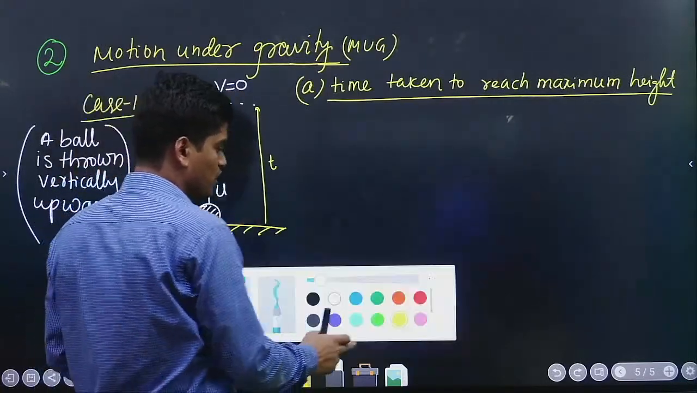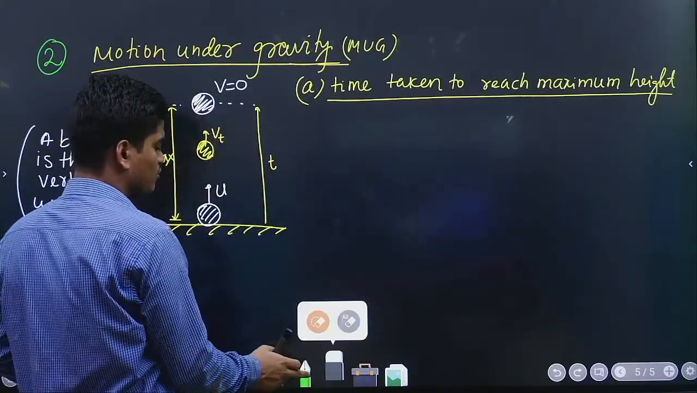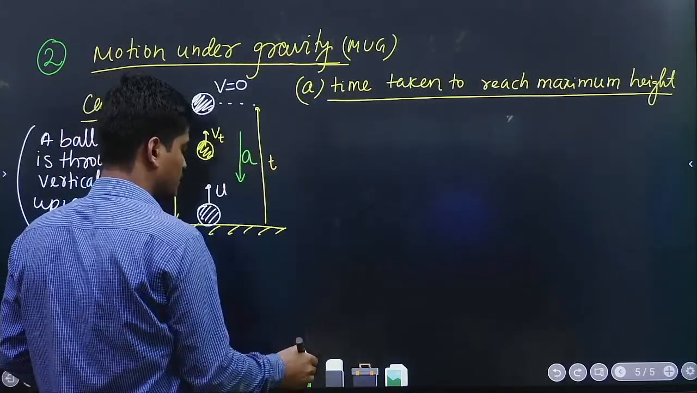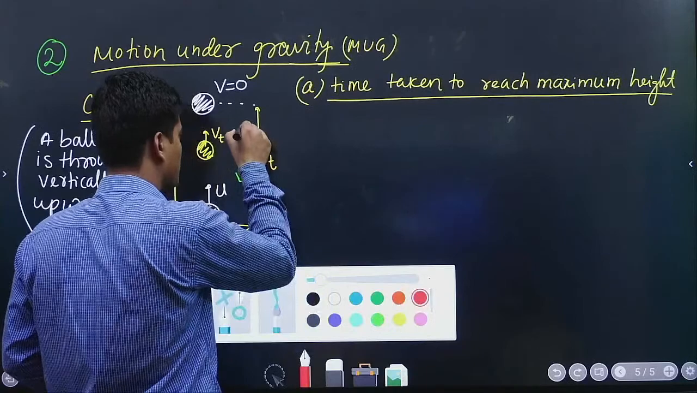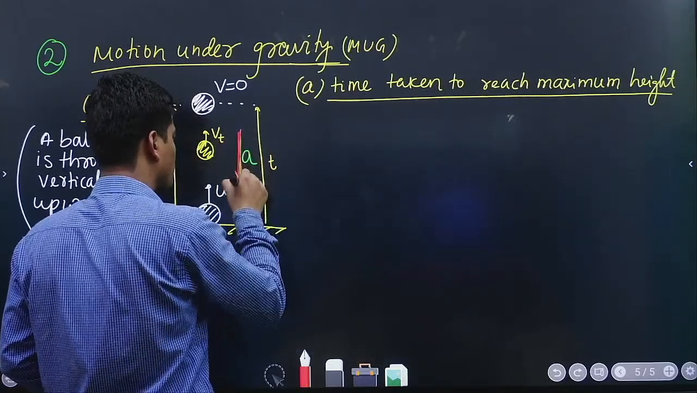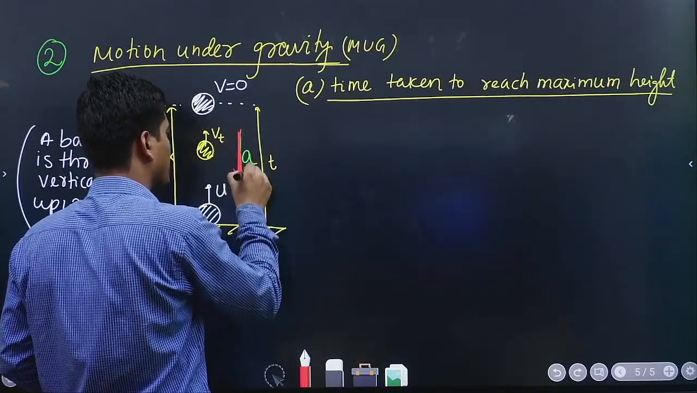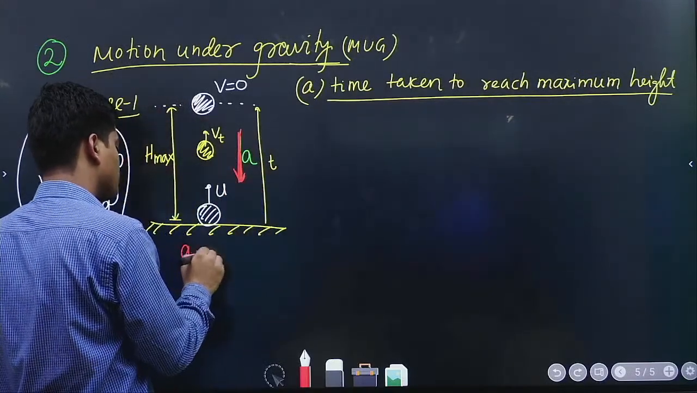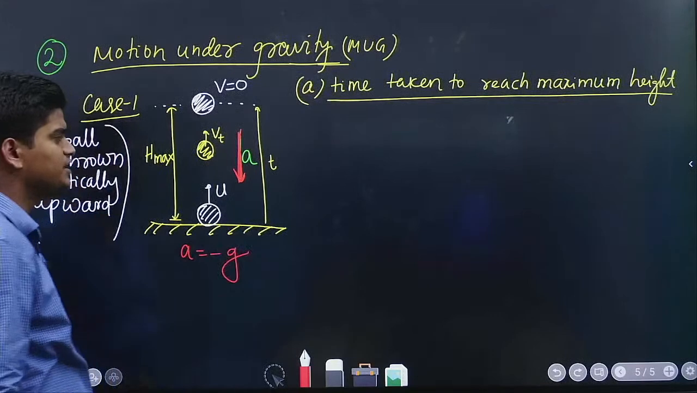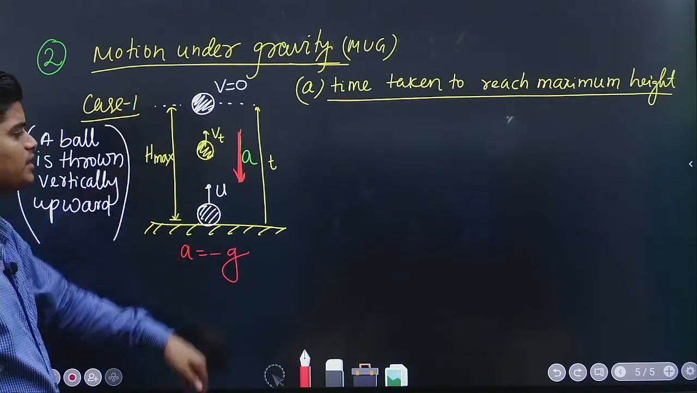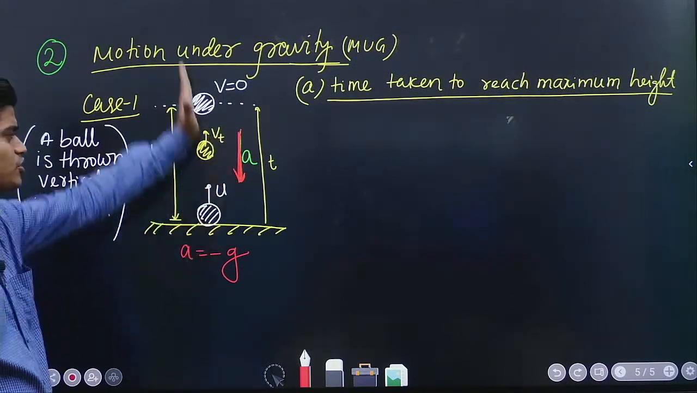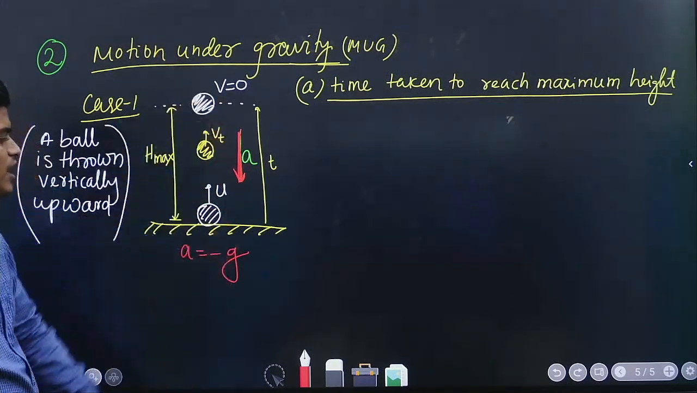Here the initial velocity is U. Now understand, the acceleration will be vertically downward. That means here the acceleration is opposing the motion. So a will actually be negative, minus g, because it is vertically downward, opposite to the direction of velocity. Velocity is upward, but acceleration is downward.